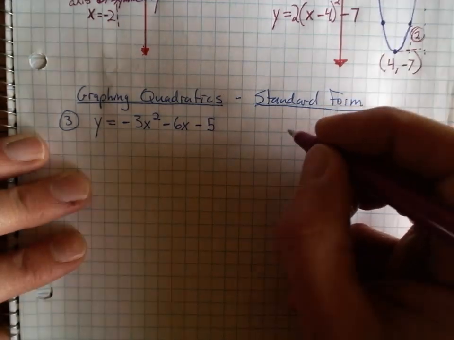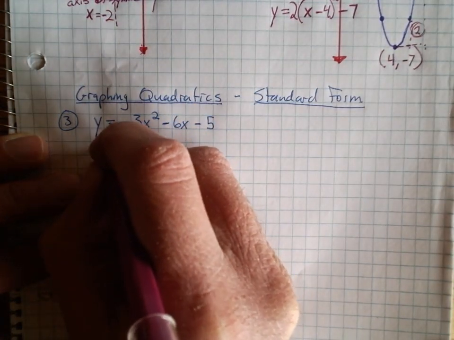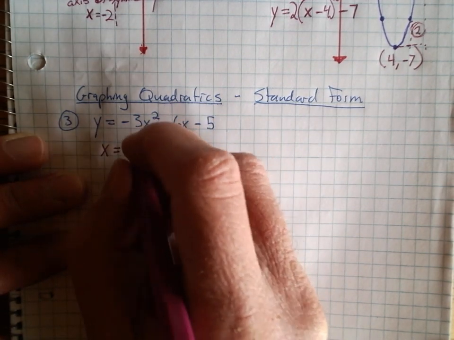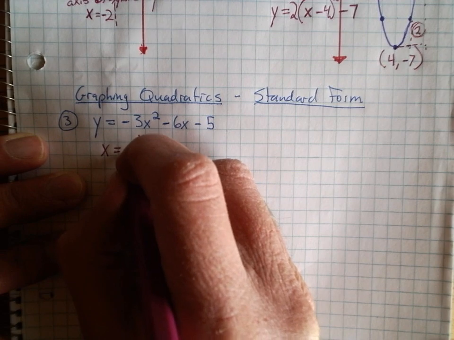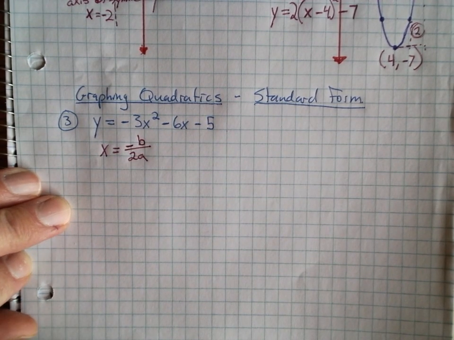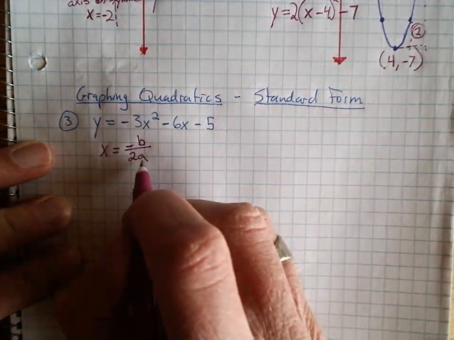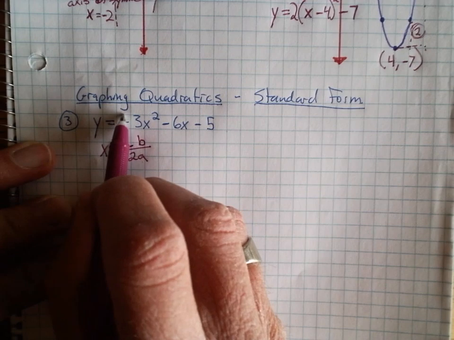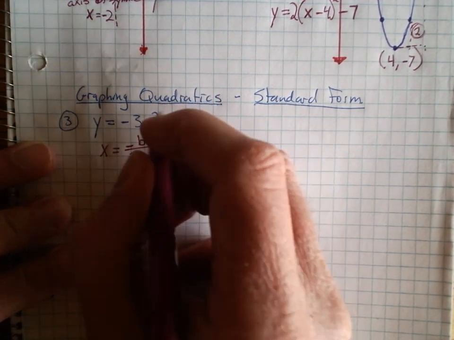There is this little shortcut, and it works like this, okay? We're going to use this thing. It's called x equals negative b over 2a, okay? And I'm sure you're thinking, well, I don't know what that means. Let me show you. The a and the b connect to the coefficients in the first 2 terms, okay?